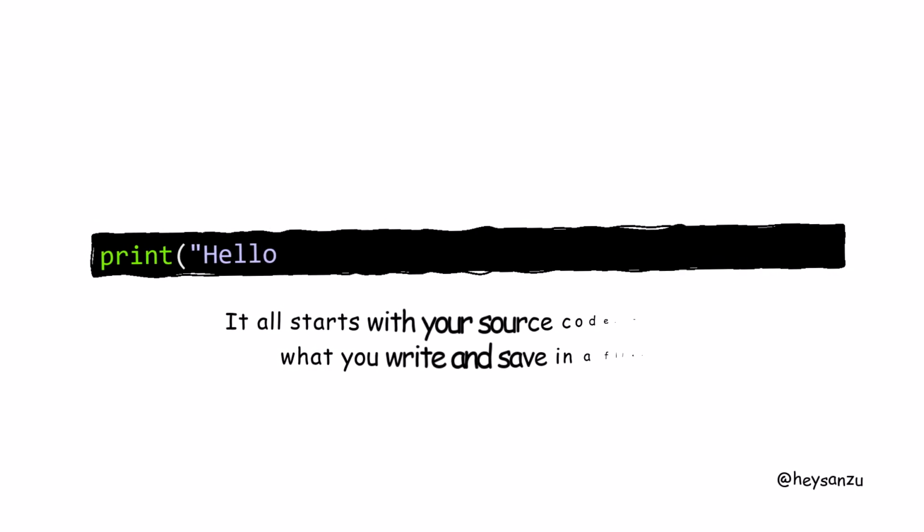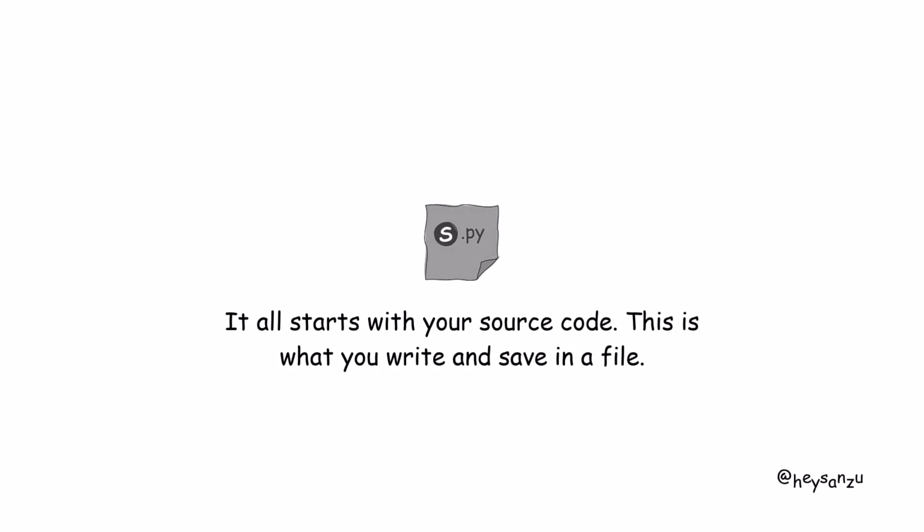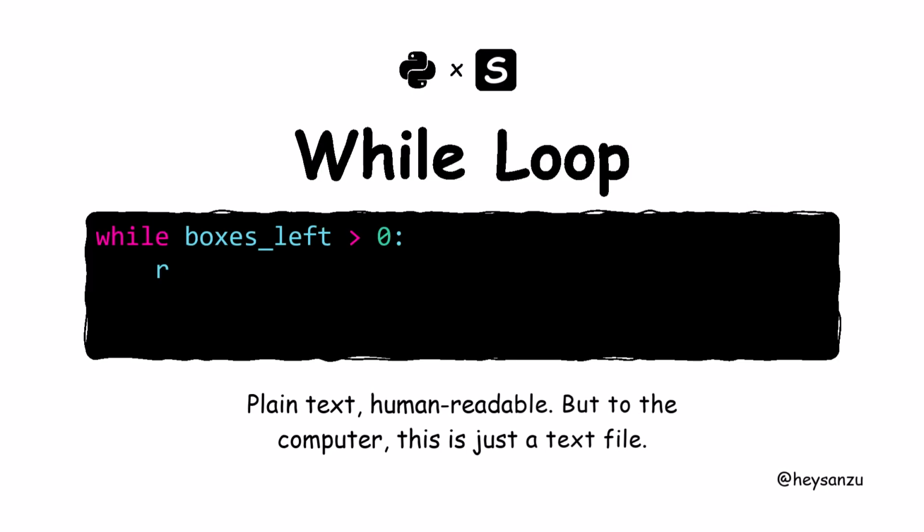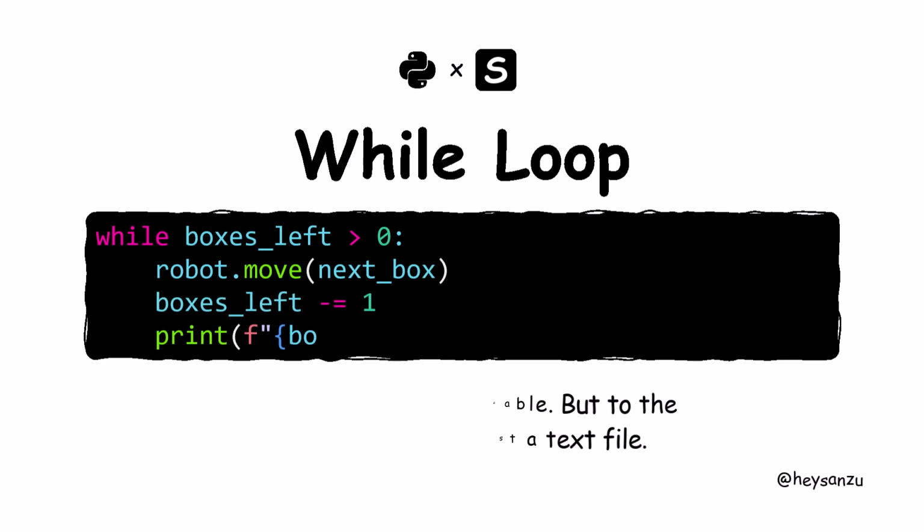It all starts with your source code. This is what you write and save in a file. Plain text, human-readable. But to the computer, this is just a text file. It needs to be processed.